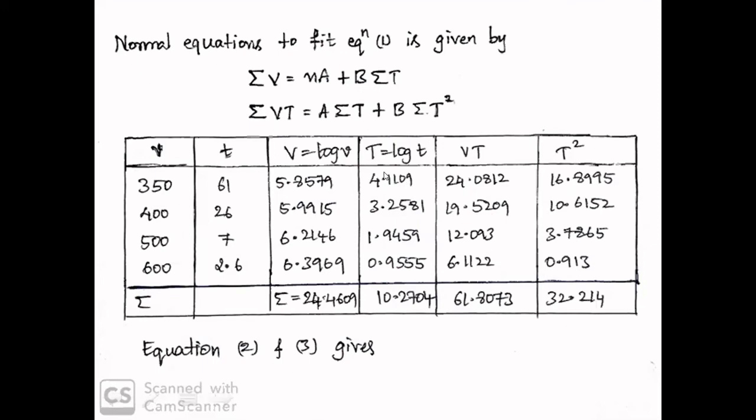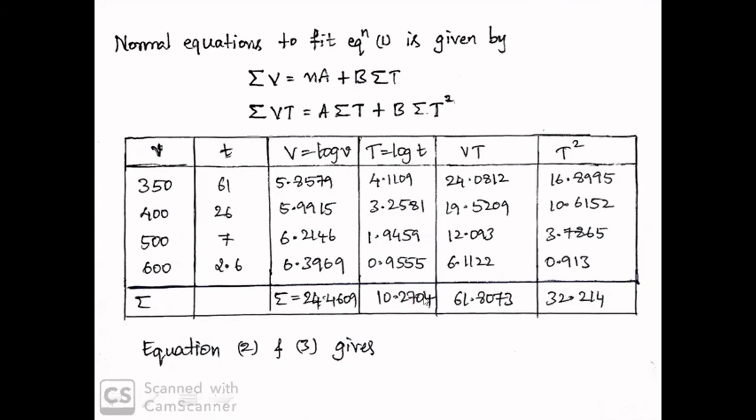Next is V into T, the product of the third column and the fourth column. It is 5.8579 into 4.1109, which is 24.0812. 5.9915 into 3.2581 is 19.5209 and so on. Next is T square. We have to square the values in the fourth column and tabulate them in the sixth column. 4.1109 squared is 16.8995. 3.2581 squared is 10.6152 and so on. Now we take the sums. We require the sum of V, sum of T, sum of VT and sum of T square. Summation of V is 24.4609, summation of T is 10.2709, summation of VT is 61.8073, and summation of T square is 32.214.